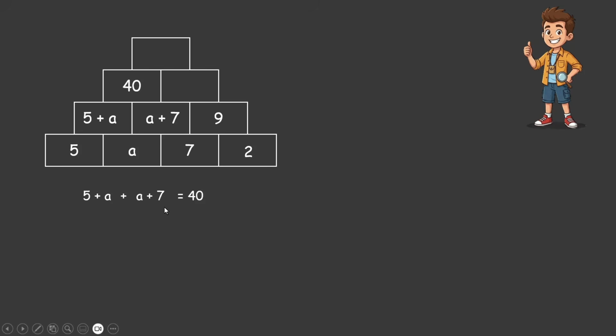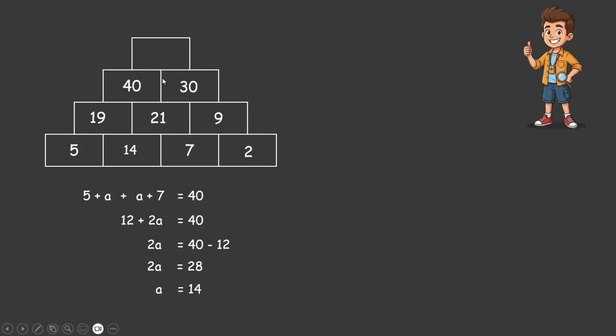So that's 5 plus 7 is 12. A plus A is 2A. That's equal to 40. 2A is equal to 40 minus 12, which is 28. And then A is equal to 28 divided by 2, which is 14. So A is 14. Now 5 plus A, that's 5 plus 14 is 19. And A plus 7, that's 14 plus 7 is 21. Now here we'll have 19 plus 21, which is 40, and 40 plus 30 is 70. Perfect. Next, we are going to look at something called algebra grids.